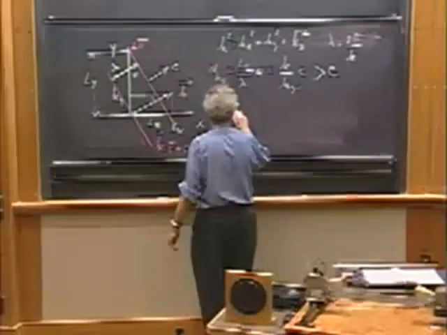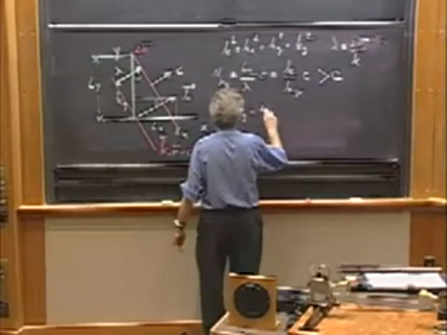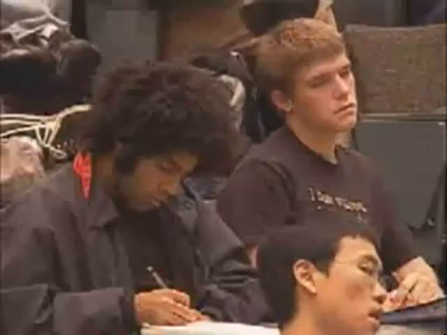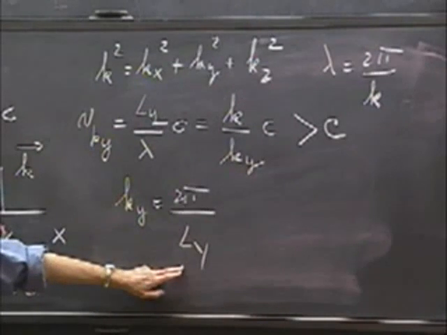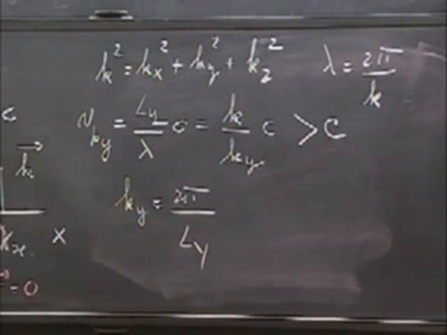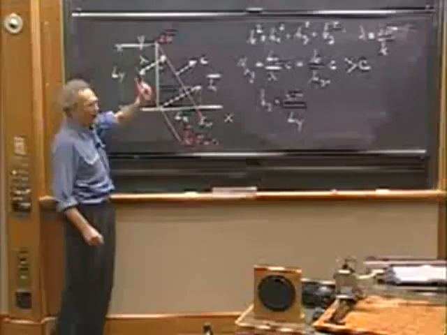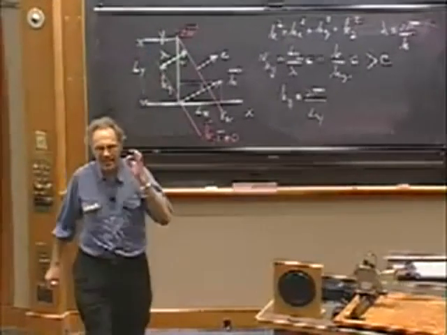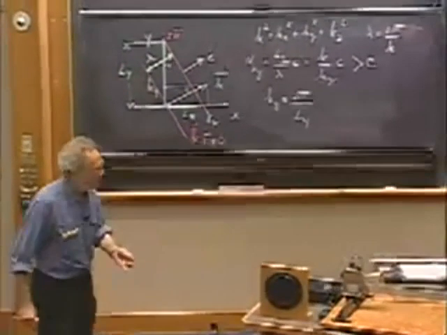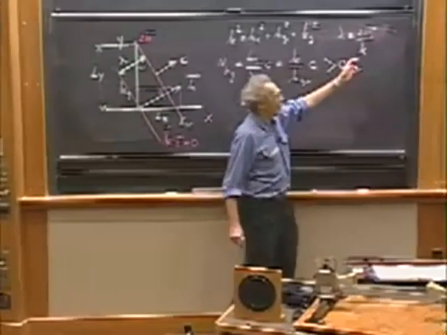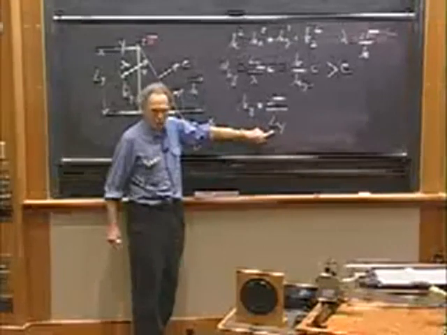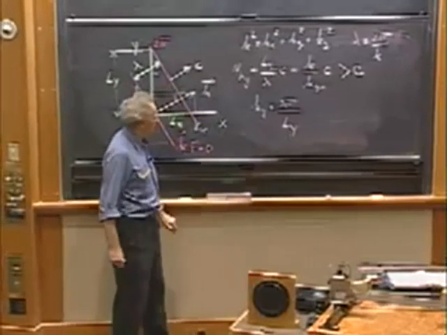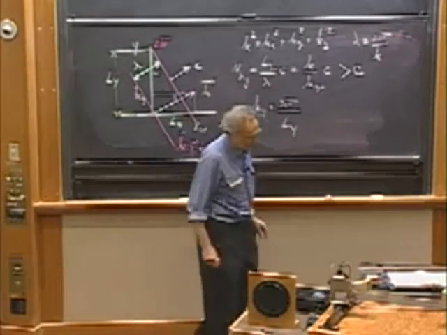ky is 2 pi divided by Ly. I refuse to call Ly lambda of y. I don't want to have to think in terms of a wavelength in this direction, a wavelength in this direction, and another wavelength in that direction. For me, there is only one wavelength. And that wavelength is 2 pi divided by k. So I refuse to call this lambda of y. But ky is 2 pi divided by that Ly.